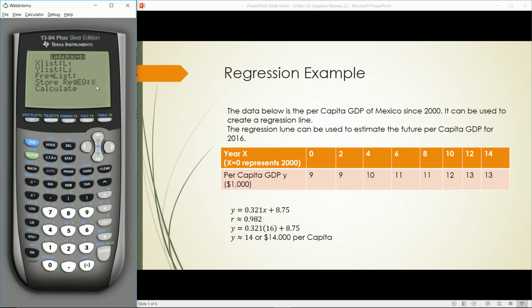If you want to store your equation, you can go ahead and type in vars, y vars, and I'm sorry, that is incorrect. So let's go back down to that again, and we'll deal with that at a later point. So hit enter, calculate, and here is our linear regression. You can see that we already have it entered. And when you put it in, you get $14,000 per capita as the expected GDP.